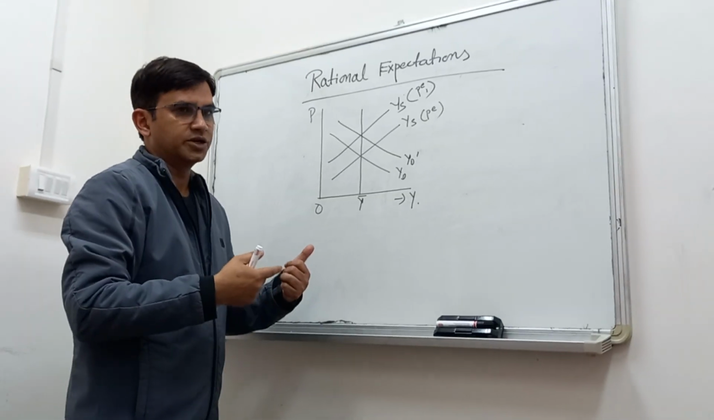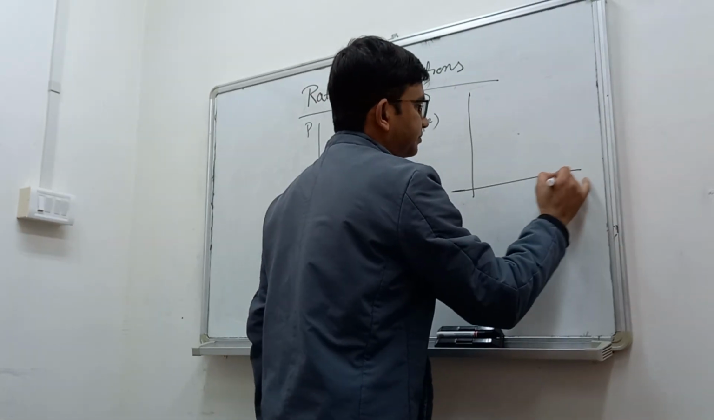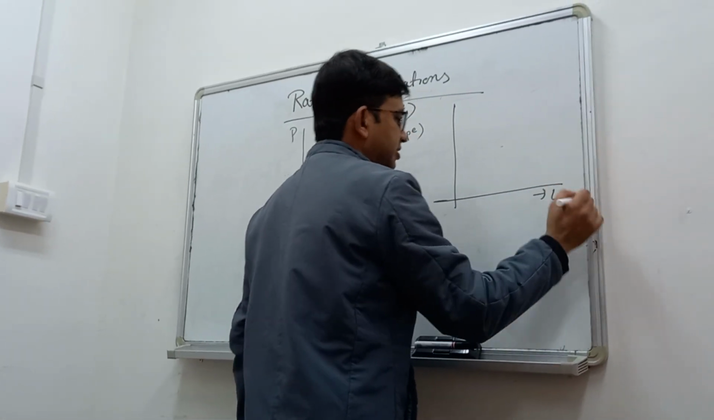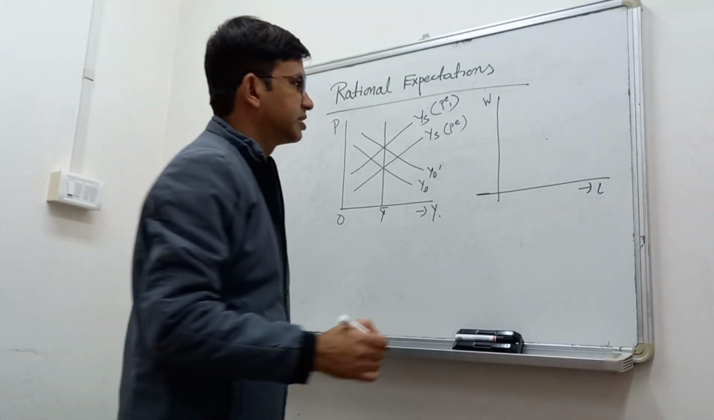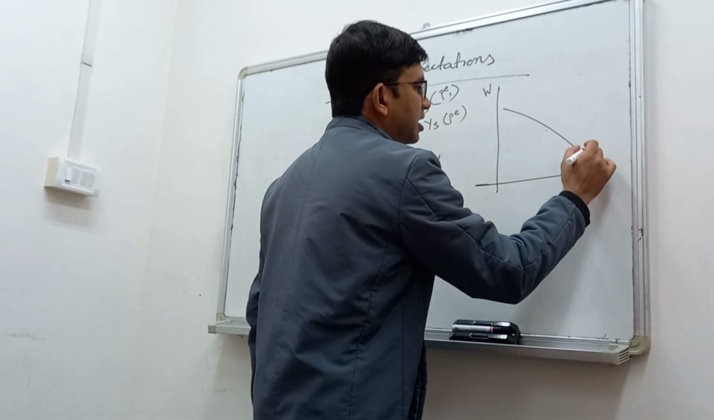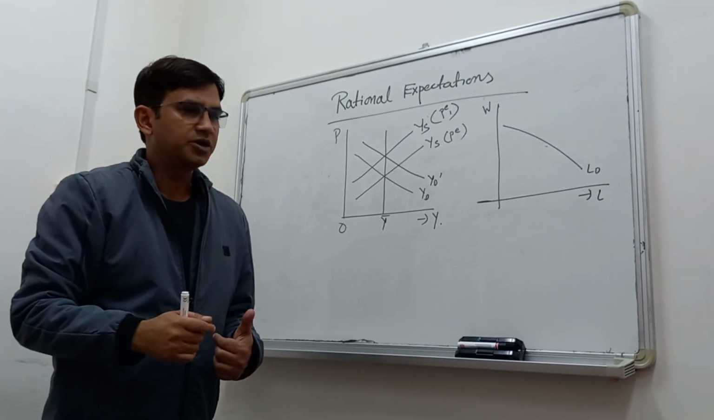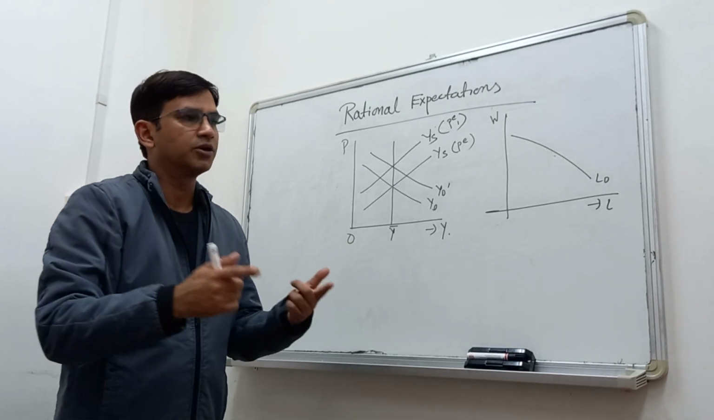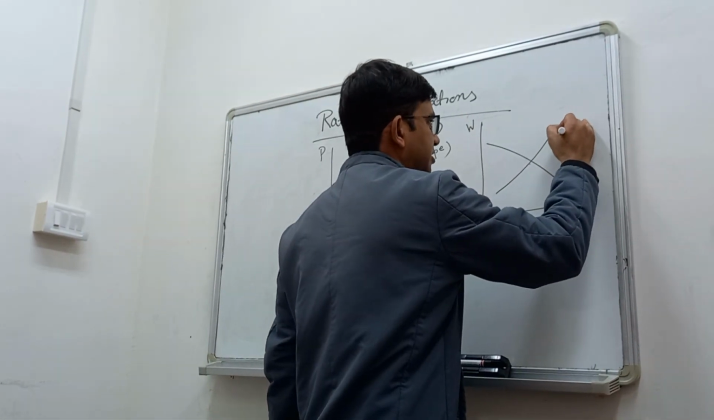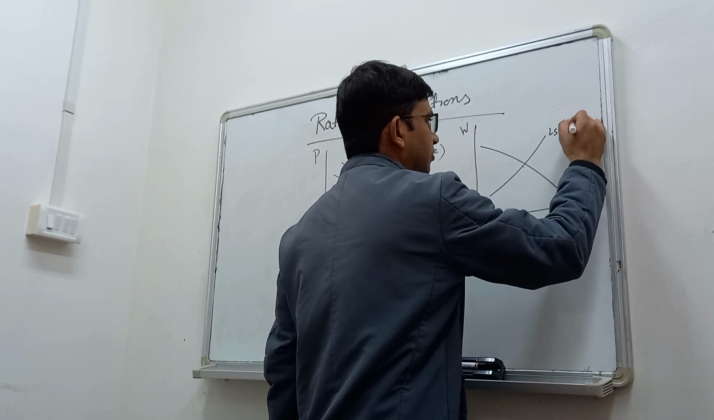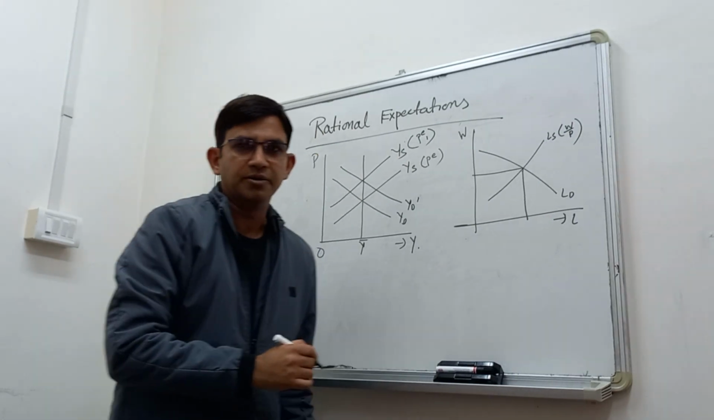So if we see the labor market also, that in horizontal axis we measure demand and supply of labor, vertical axis the wage rate. So this is the labor demand function, which is given by P equals W equals to VMBL, and this is the labor supply function, which is a function of real wage. So initially this is the labor market equilibrium.